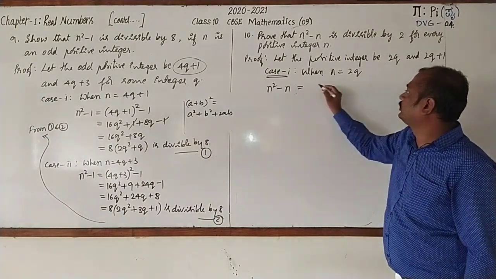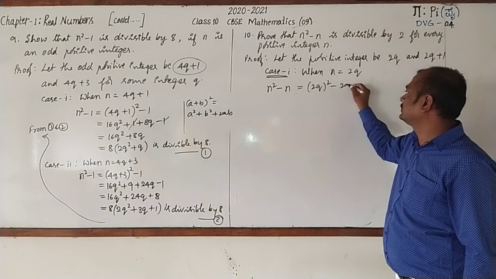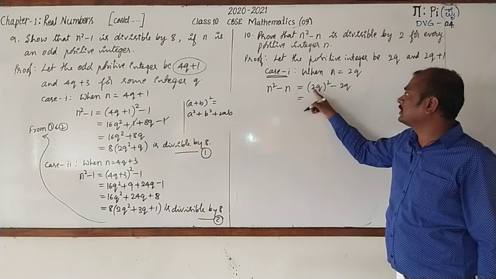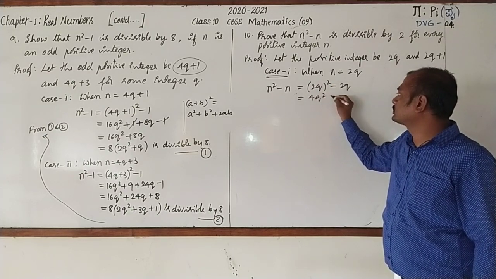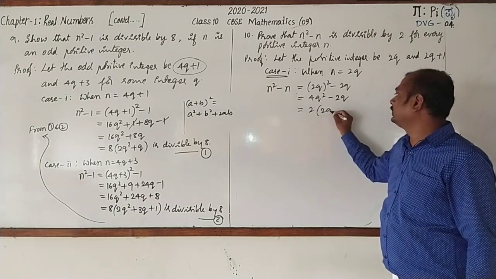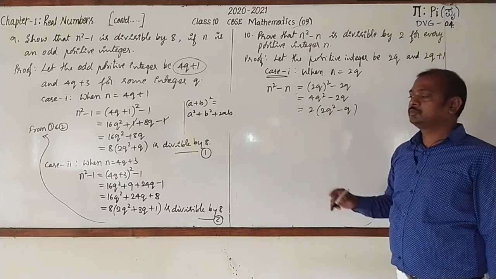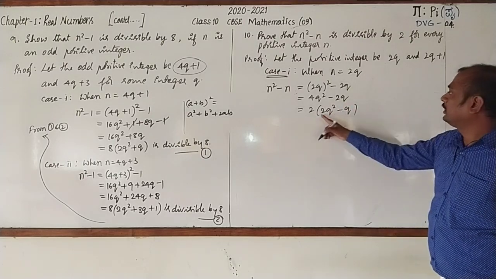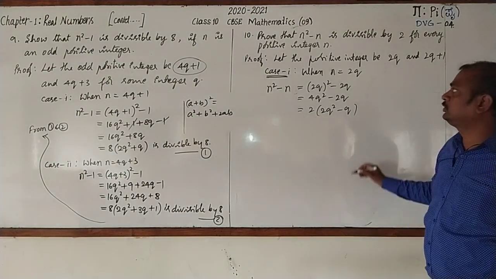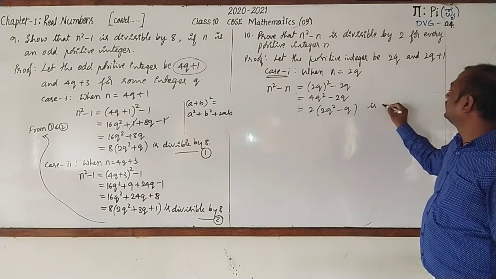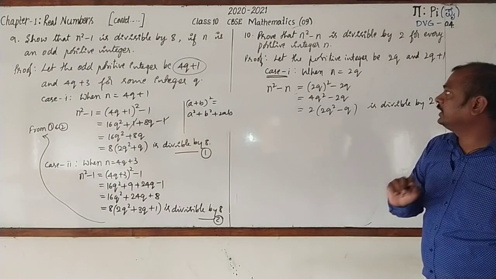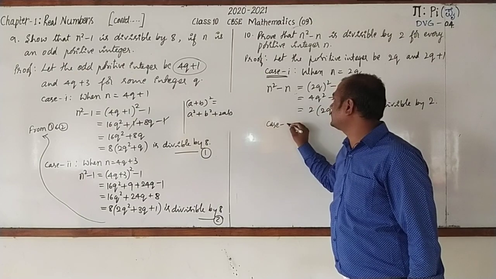what is n? 2q. 2q whole square minus 2q is equal to, apply square to both, 4q square minus 2q. What is the common factor? It is 2. 2 into 2q square minus q. 2 into q is 2q. Now see that it is a multiple of 2. If it is a multiple of 2, it should also be divisible by 2. So I can write it is divisible by 2. Understood?